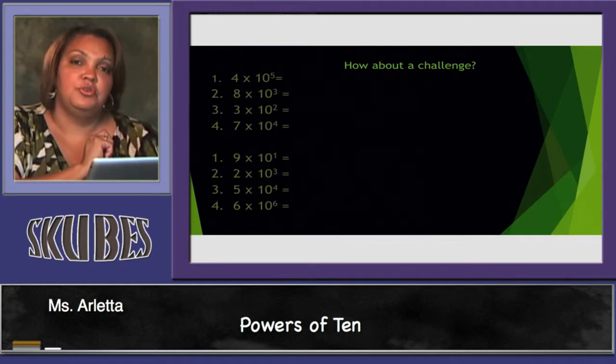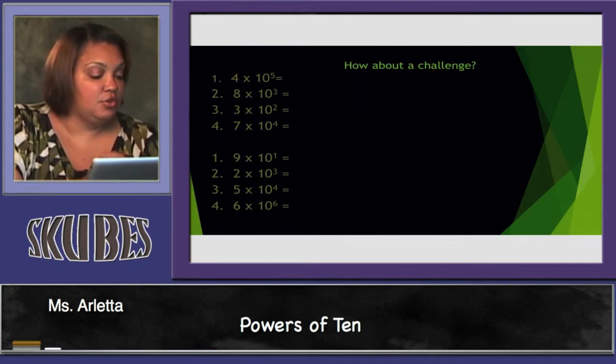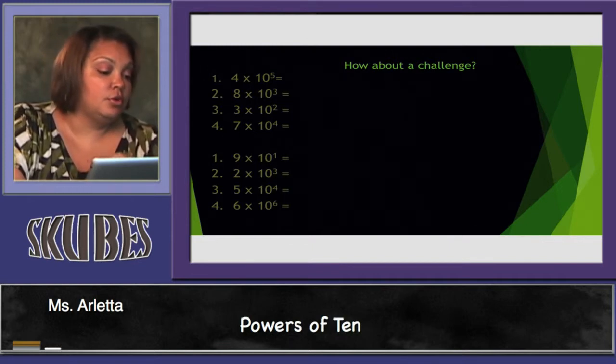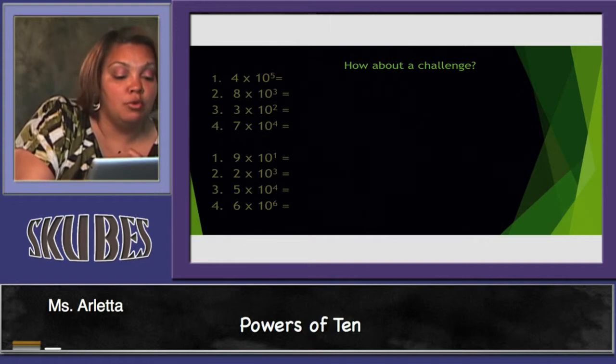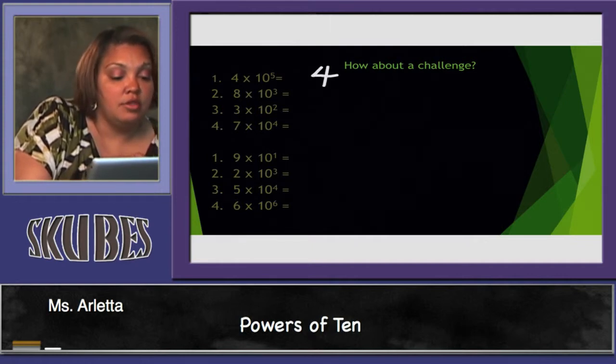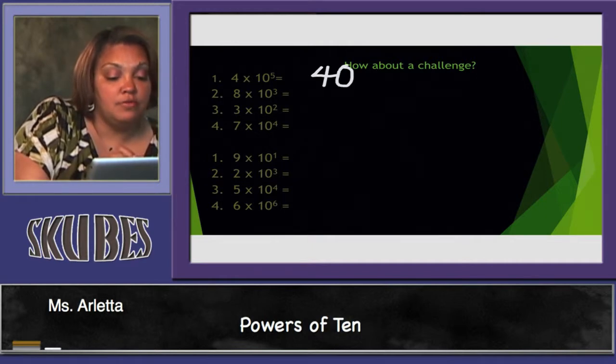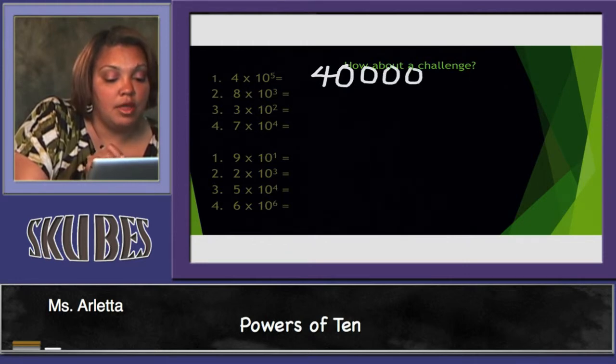How about a challenge? The reason why it's a challenge, if you notice, is the numbers are no longer in order. You don't see 10 to the first, 10 to the second, 10 to the third, 10 to the fourth. But basically the same thing applies. You start with the whole number, which is 4 in this case, and you basically just add how many zeros? 5, because your exponent is 5. 1, 2, 3, 4, and 5.